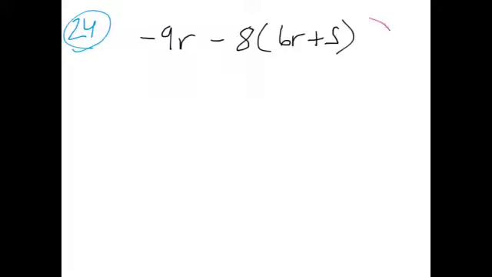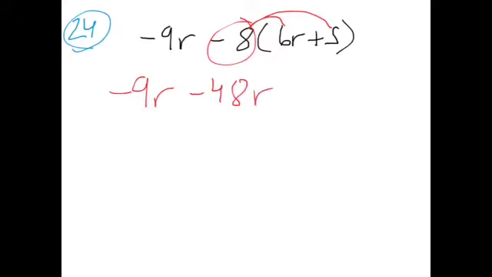On this next one, again, get rid of the parentheses first by multiplying through by that negative 8 out front. So negative 8 times 6r, and negative 8 times positive 5. The negative 9r is just going to hang out for a little bit. Negative 8 times 6r is going to give us negative 48r. And negative 8 times positive 5 is negative 40.